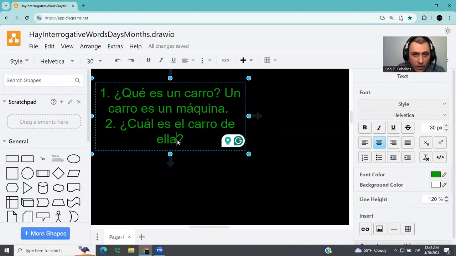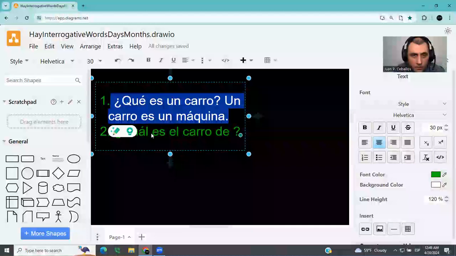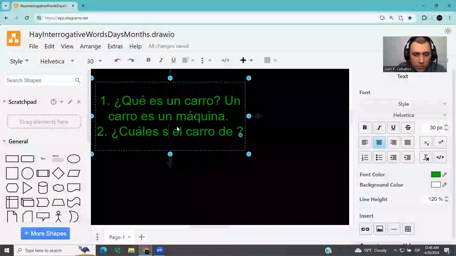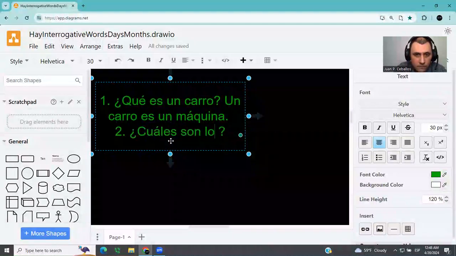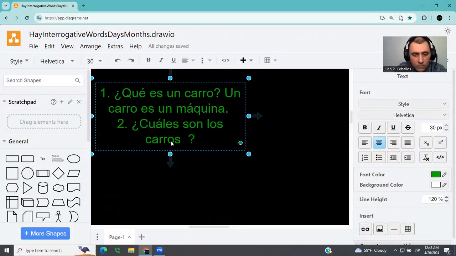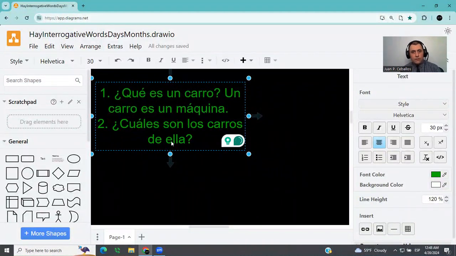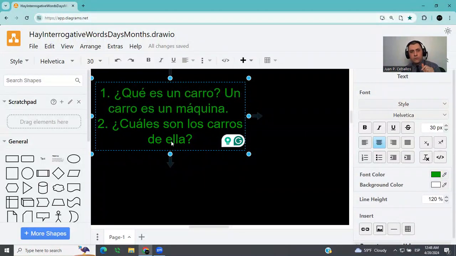So I'm going to give you an example of how it will be in plural. So let's change this. Let me see. ¿Cuáles son los carros de ella? Los carros de ella. This is which ones are her cars? Okay. Which are her cars?